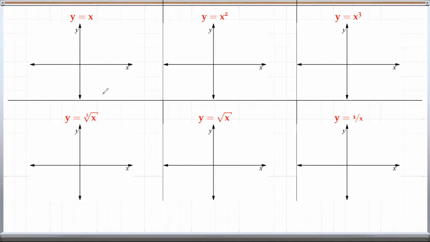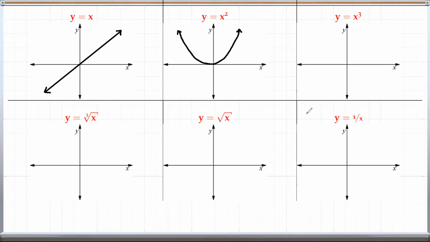The first one we have here is y equals x, whose graph is simply a straight line going through the origin. The second one is a parabola, again going through the origin, looking like this one. Of course, the first one should also extend indefinitely.